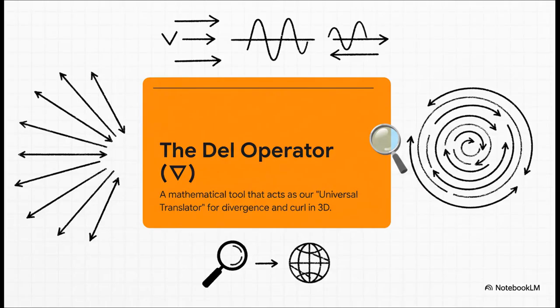So, to apply this grammar, we use this little mathematical tool called the del operator. Honestly, the best way to think about it is like a universal translator. It's the symbol we use to ask any field a simple question: Hey, are you spreading out or are you swirling around?